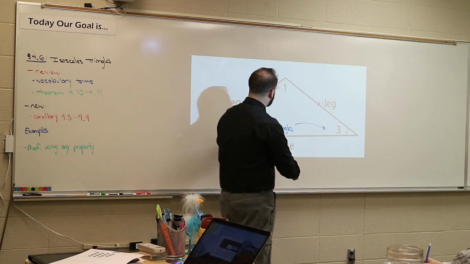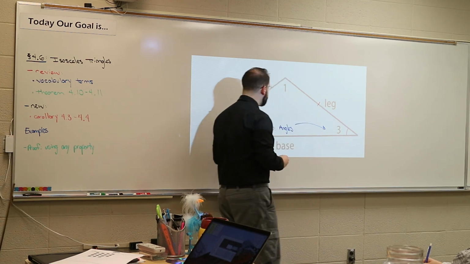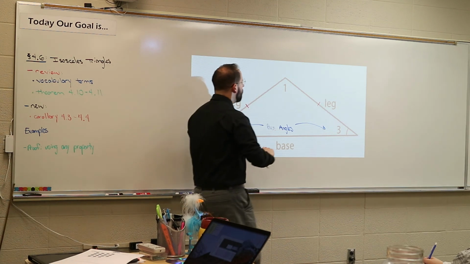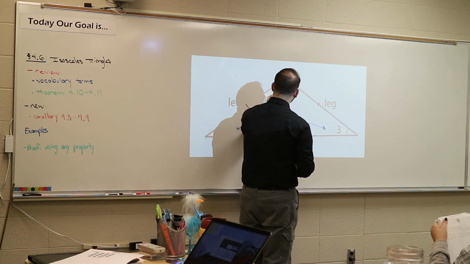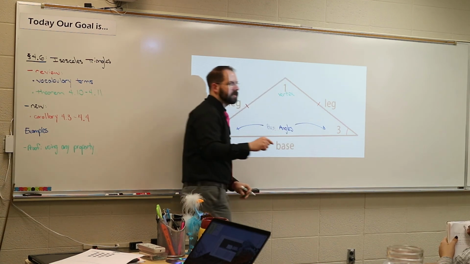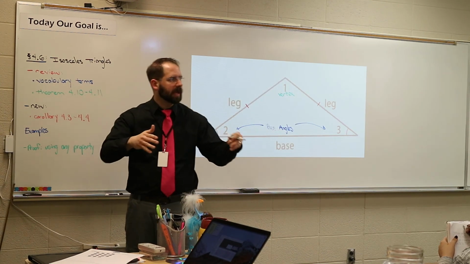And then that other angle that's on the picture, the third angle, in this case, angle number one, is called the vertex. On an isosceles triangle, the vertex is the one angle that touches the two legs.